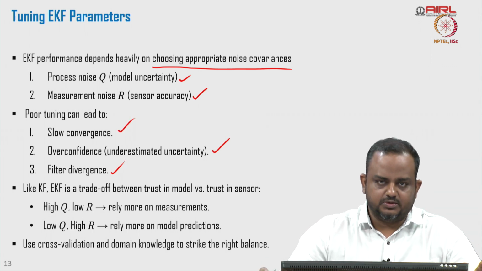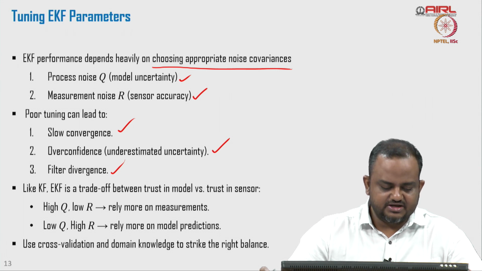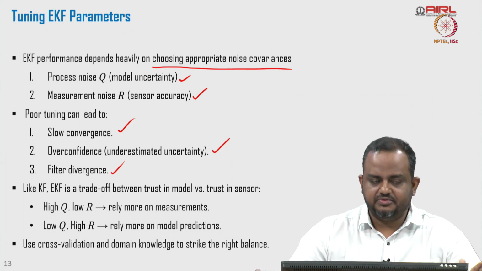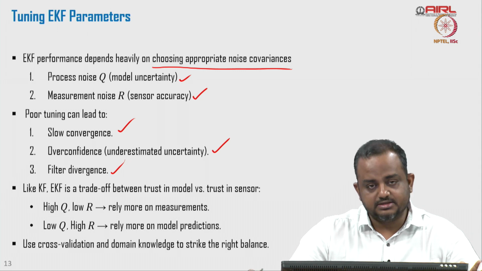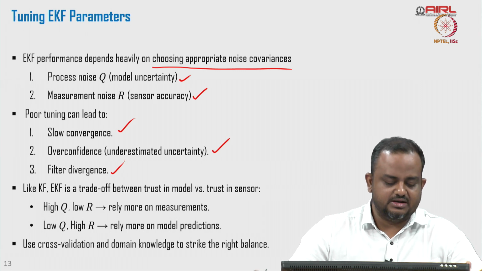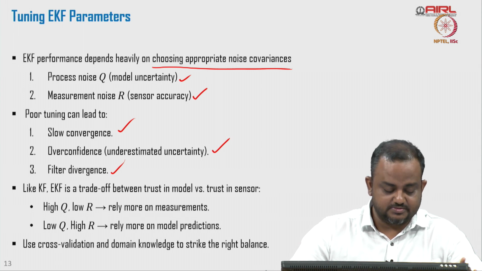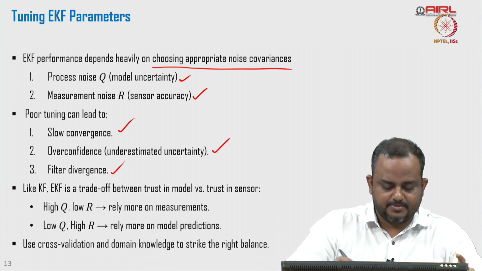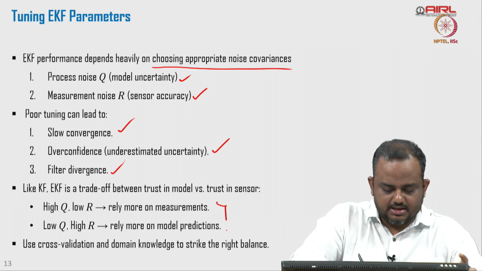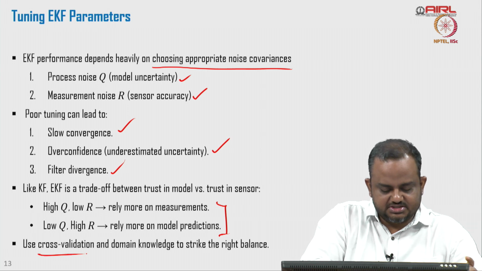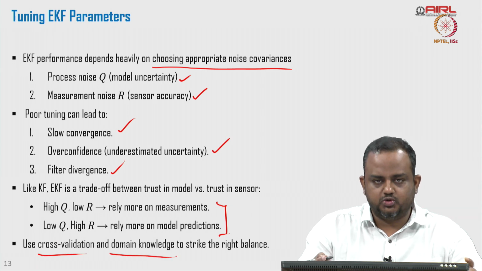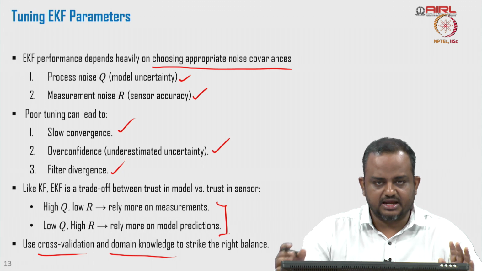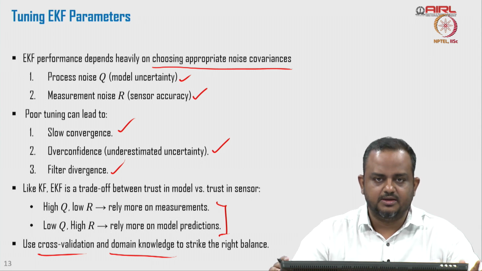Fine. Like Kalman filter, extended Kalman filter is also a trade off between trust in model versus trust in sensor. When it is a high Q and low R, then we can tell that the sensor is working better, so we rely more on measurements. When it is a low Q and high R, we will say that the model predictions are better. Okay. So, with these considerations and having cross validation and domain knowledge, what application domain we are talking about, we can strike the right balance between Q and R, so that it gives a balanced performance and a better estimation.